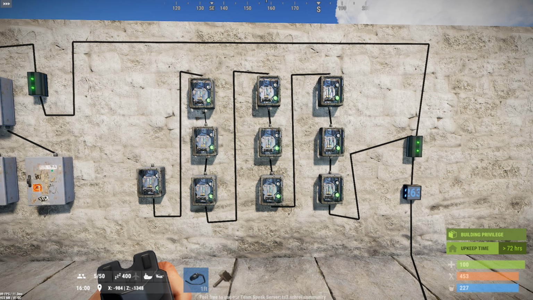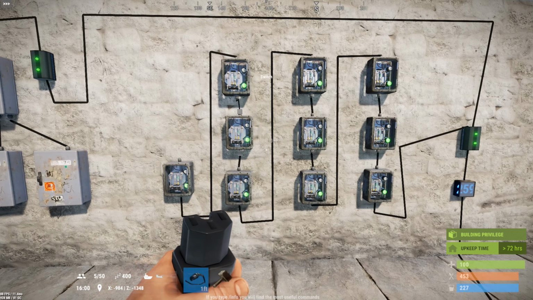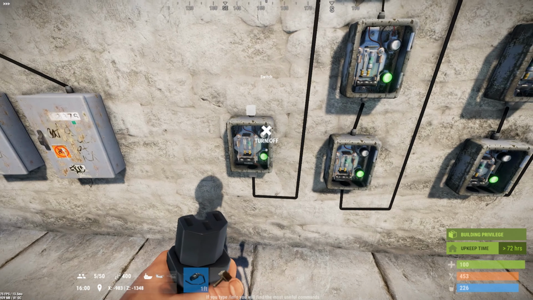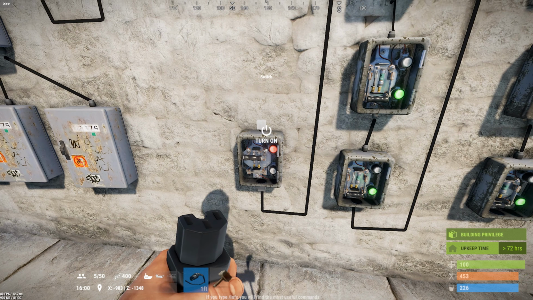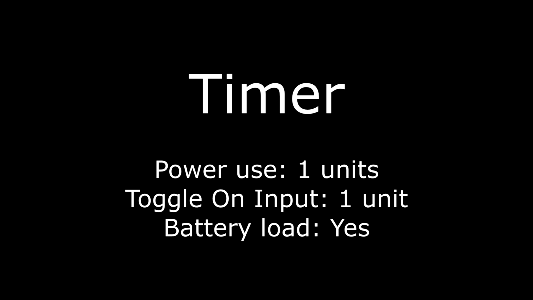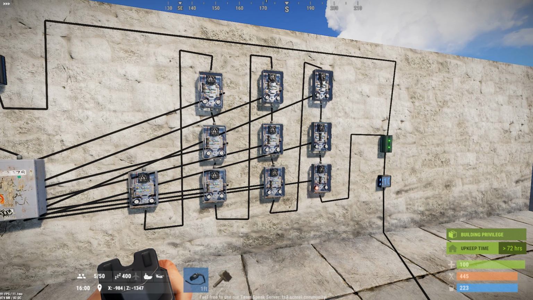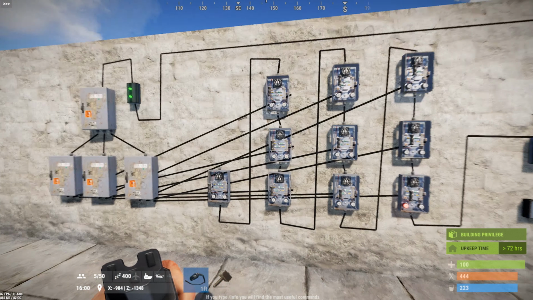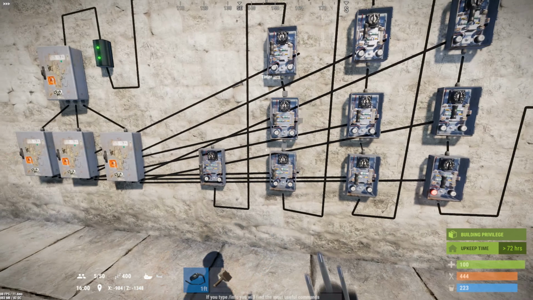Switches consume 1 unit of power. Now, if you've watched my other videos, you'll know that the switches do not cause batteries to turn on. Timers consume 1 unit of power when they're on, and their toggle inputs consume 1 unit of power when they are on. And be careful that the power before a timer is on before you try to trigger a timer's toggle, otherwise it won't work.